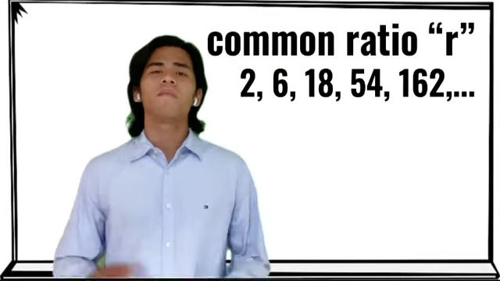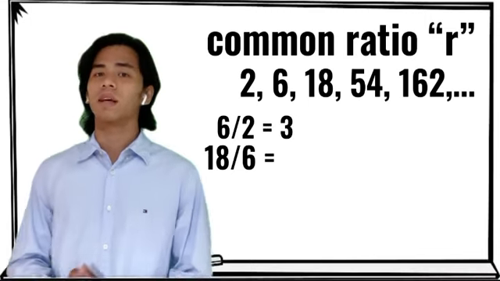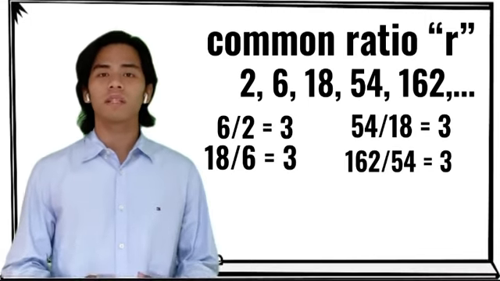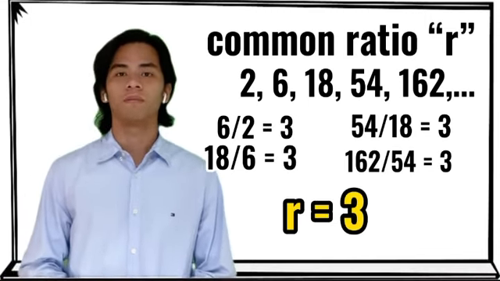And that constant being multiplied or divided at each stage of a geometric sequence is called the common ratio, because if we find the ratio of successive terms, we will always get this common value. So let's have an example.